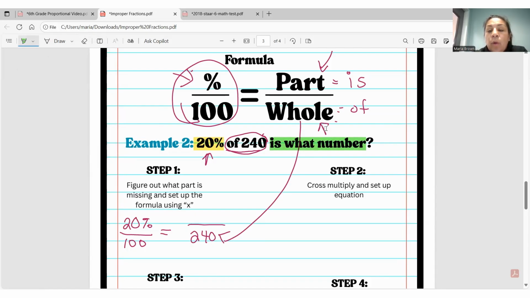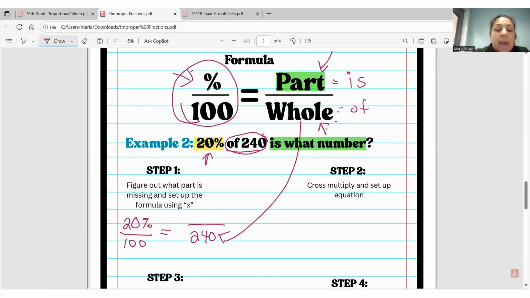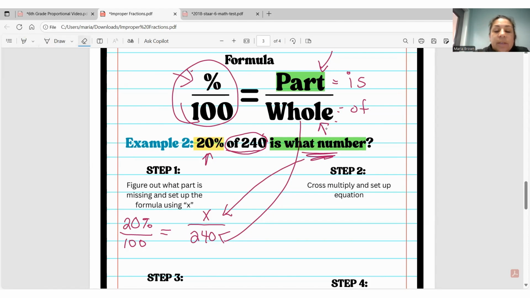Okay, so we're looking for the is. We're looking for the part. Okay, so that's where I'm going to put X. I don't know what this number is. And because I don't know what number this is, that's where X is going to go. X represents an unknown number. Okay, so after we do all of that and we set up our problem, then we're ready to begin. We are looking for the part. We know the whole and we know the percent.